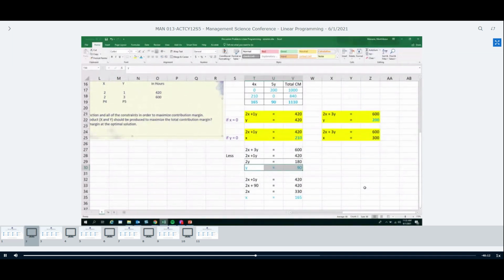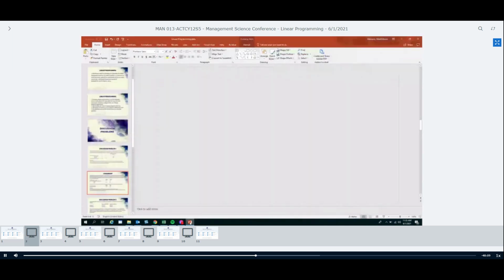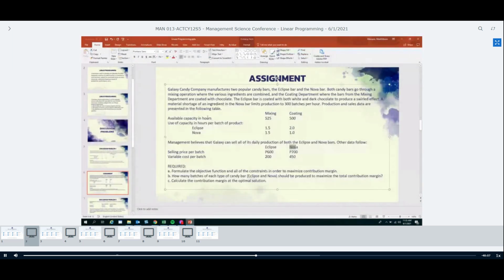Sige. Kung wala, like I said, there's another problem here. Actually, it's similar problem, no? Na iba lang, ay, same din ang constraints natin. Same din yung objective function, maximize contribution margin. And then given yung capacity in hours. And then yung per hour nung product natin. I-try nyo to as an assignment, no? So, para lang ma-practice yung buong process ng linear programming.